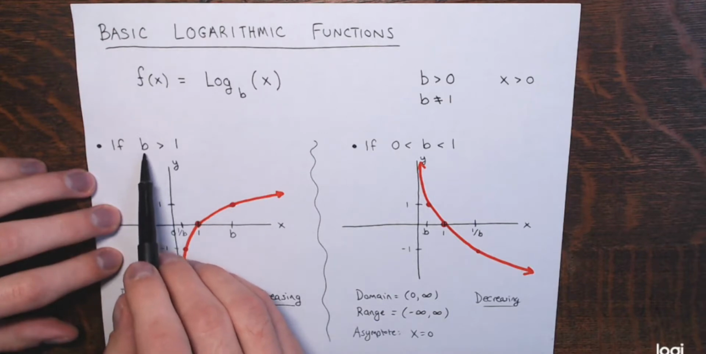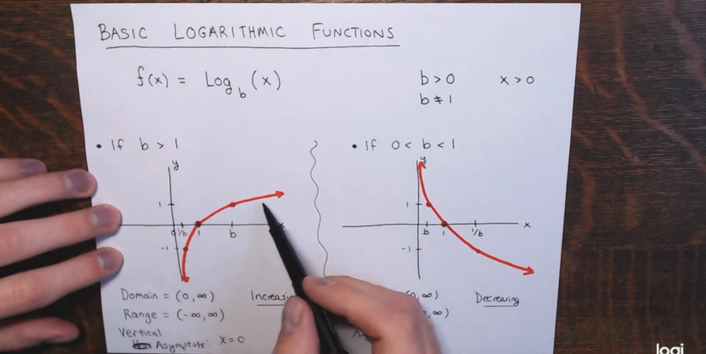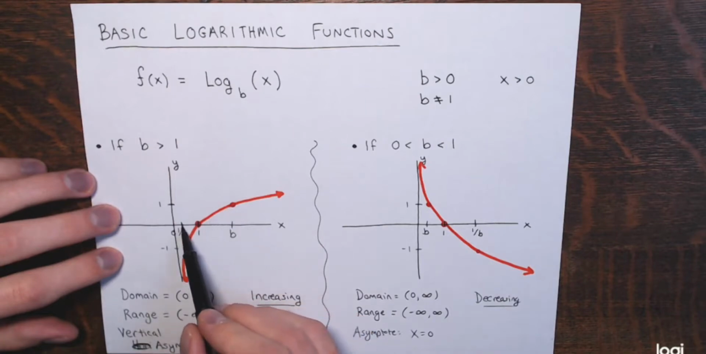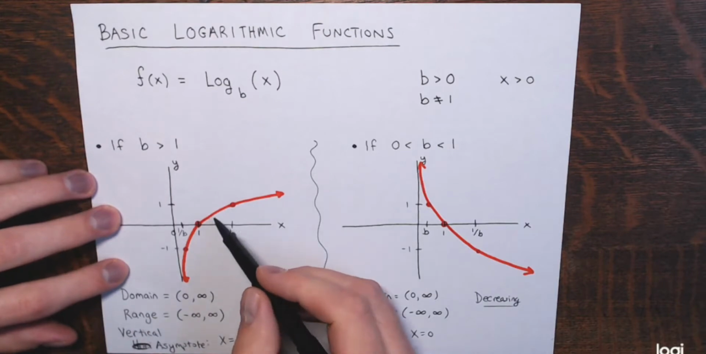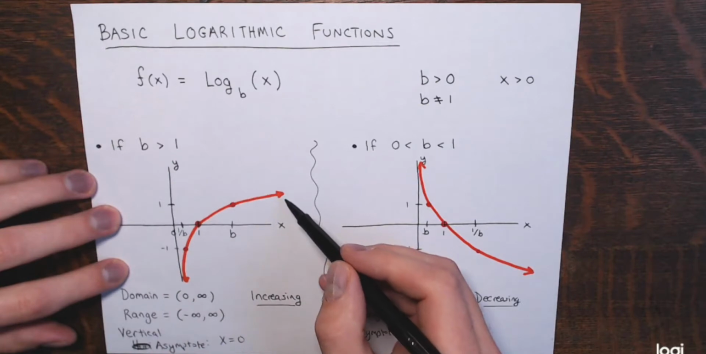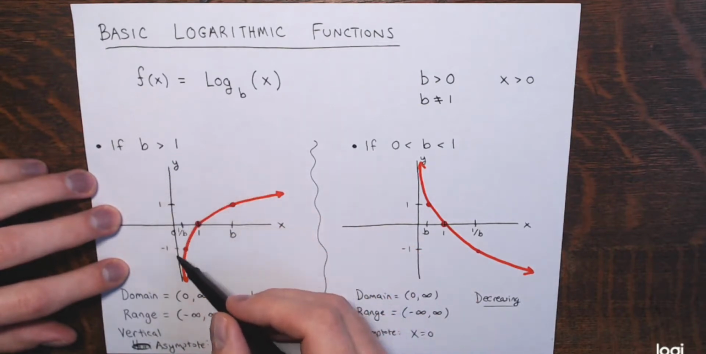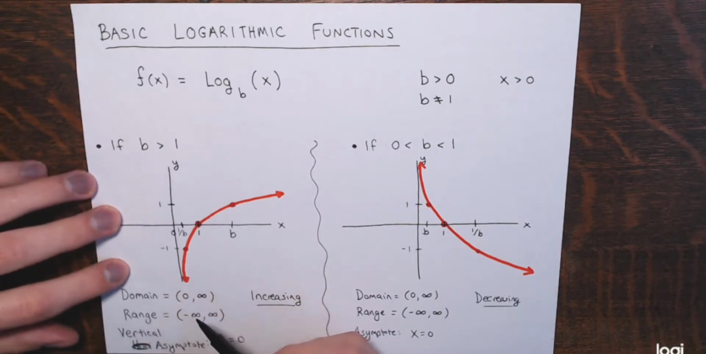One case, if the base is bigger than 1, you have a function that looks like this. The points (1, 0), (b, 1), (1/b, negative 1), and so on are on the graph. And it's an increasing function. Goes up as you go to the right, just very slowly. And it has a vertical asymptote at the y-axis, the line x equals 0. The graph will approach the y-axis from the right, go down forever, but never actually touch the y-axis.